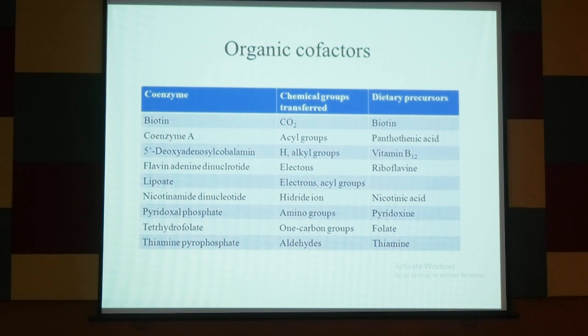Okay. So what is the coenzyme form of vitamin B1? Thiamine pyrophosphate, TPP. What is the coenzyme form of vitamin B2? There are two, FMN and FAD.